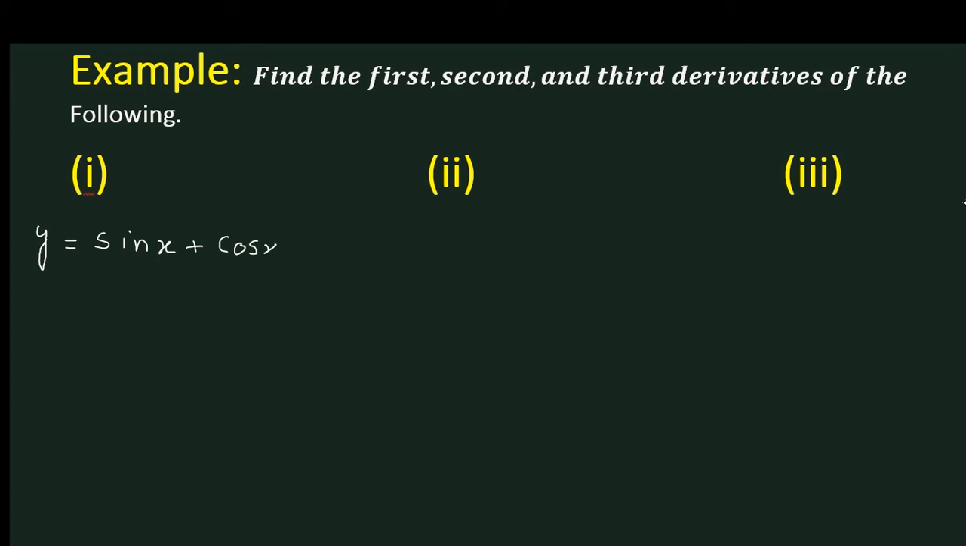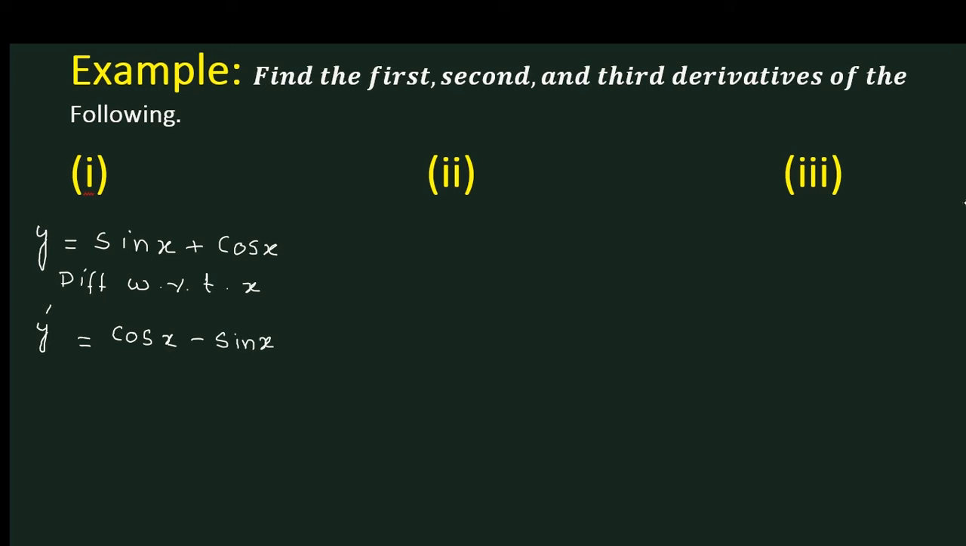When we take the first derivative, what will we write? We will write differentiate with respect to x on both sides. When we differentiate with respect to x, it will be y prime. The first derivative is represented by y prime. The derivative of sin x is cos x, and the derivative of cos x is minus sin x, so we will write here cos x minus sin x. This is the first derivative of the given function.